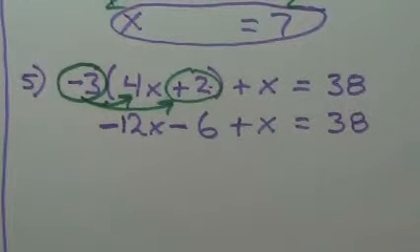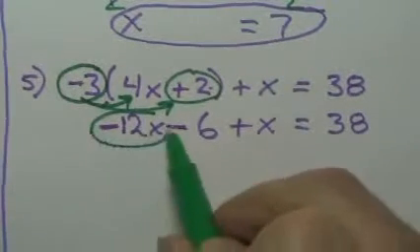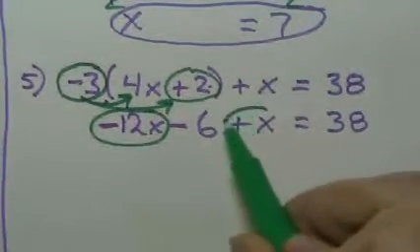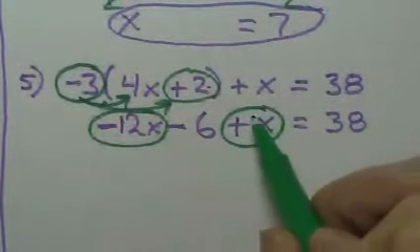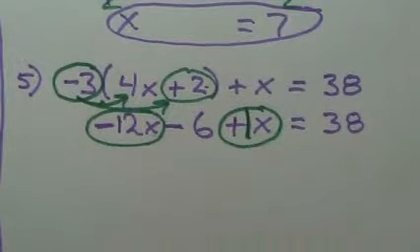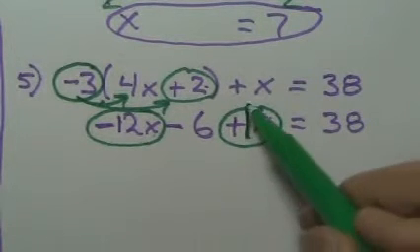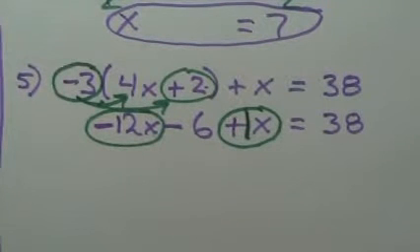Okay, do we have any like terms? It looks like I have a negative 12x and a positive 1x. See, that's a 1 right there. Invisible 1. You know why it's miserable? Because 1 is the loneliest number. Go ahead and sing the song if you know it.